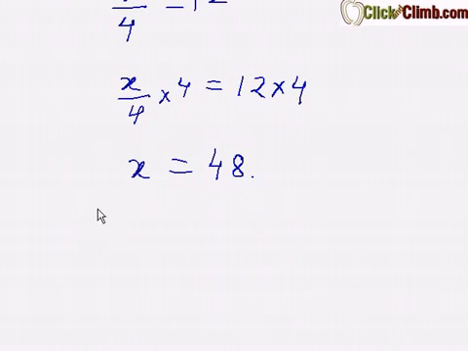So here we saw how to work with and find the solutions for those equations. Okay, that's it.